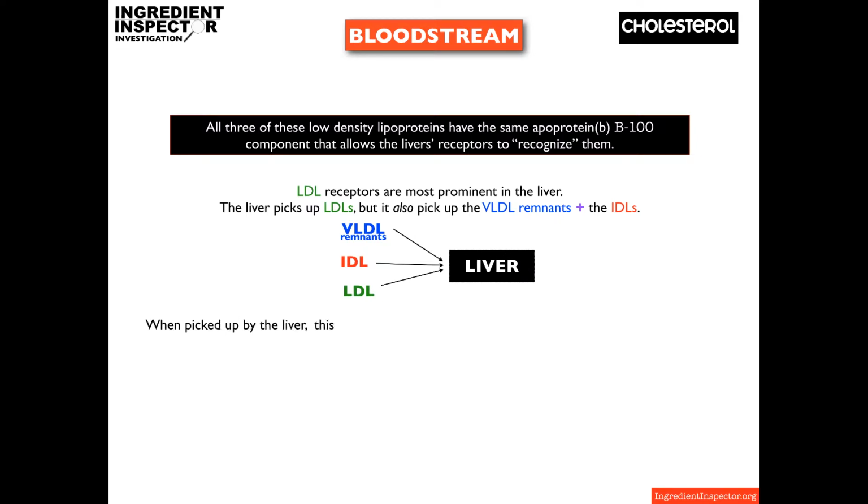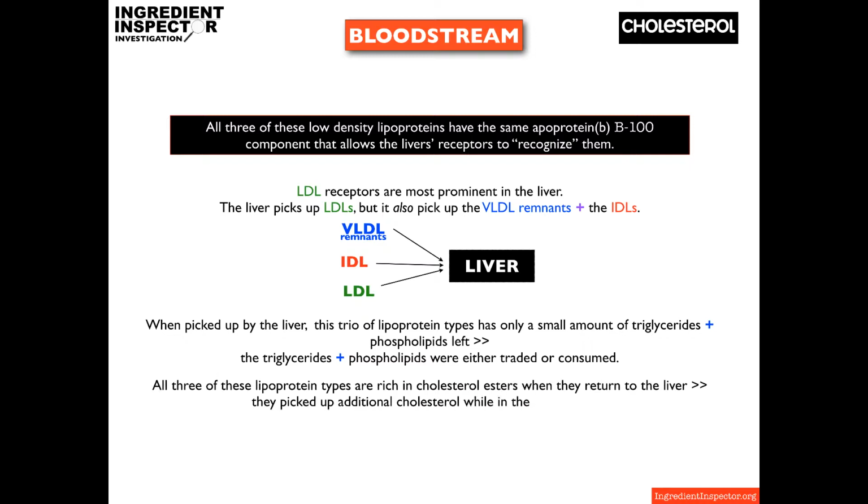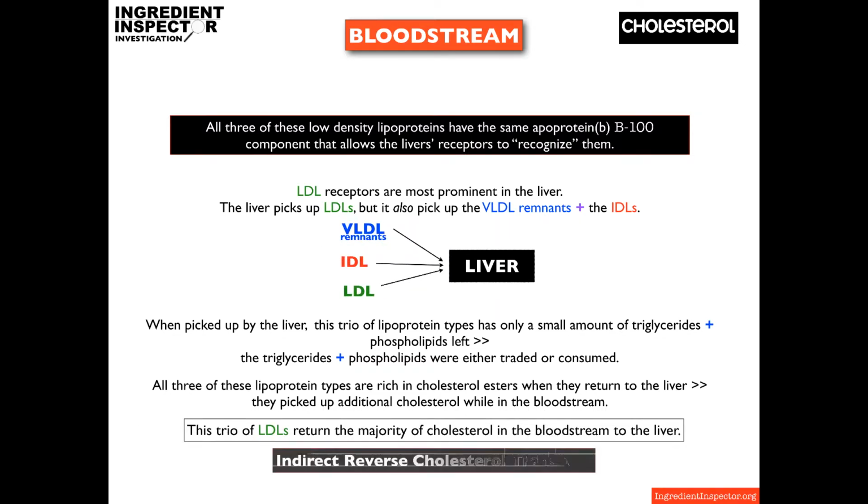When picked up by the liver, this trio of lipoprotein types has only a small amount of triglycerides and phospholipids left. The triglycerides and phospholipids were either traded or consumed. All three of these lipoprotein types are rich in cholesterol esters when they return to the liver, because they picked up additional cholesterol while in the bloodstream. This trio of LDLs return the majority of cholesterol in the bloodstream to the liver, and this is referred to as indirect reverse cholesterol transport.